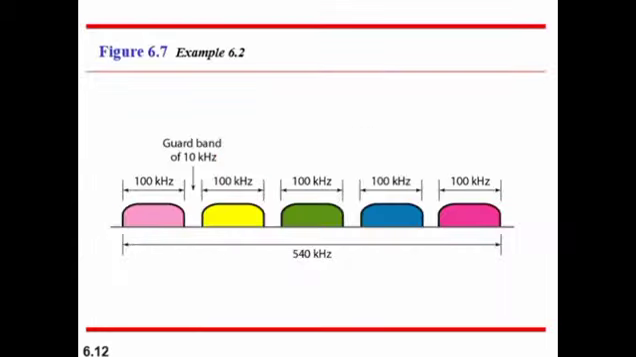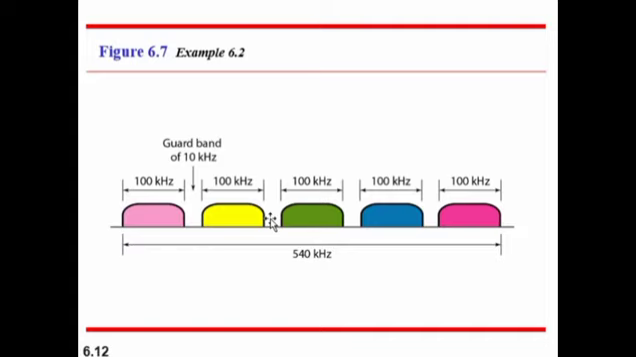Here you can see that we have the 5 channels of 100 kilohertz bandwidth each, 1, 2, 3, 4, 5. A guard band is used between 2 channels: one here, one here, one here, and one here. So we are using 4 guard bands of 10 kilohertz each. So 4 into 10 is 40 kilohertz. The channel bandwidth is equal to 500, so 500 plus 40 is equal to 540 kilohertz. So this is how we made the calculations, right?